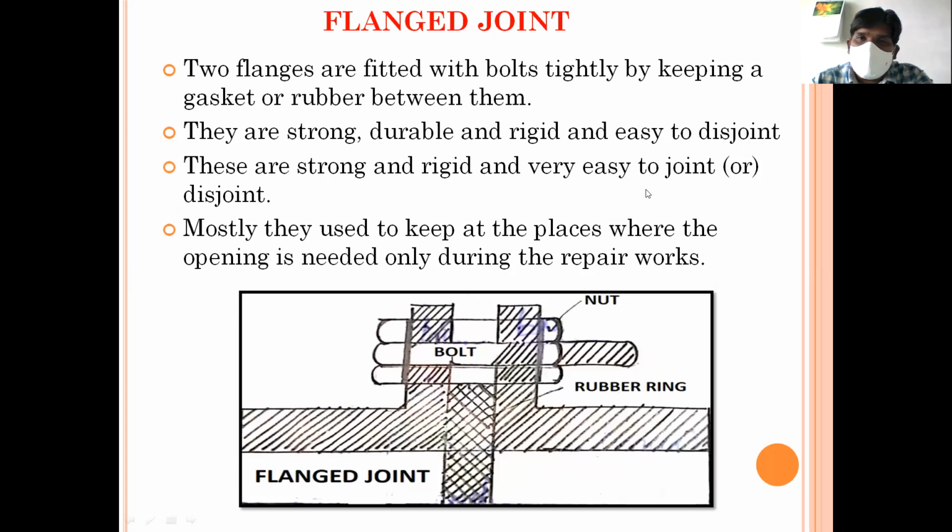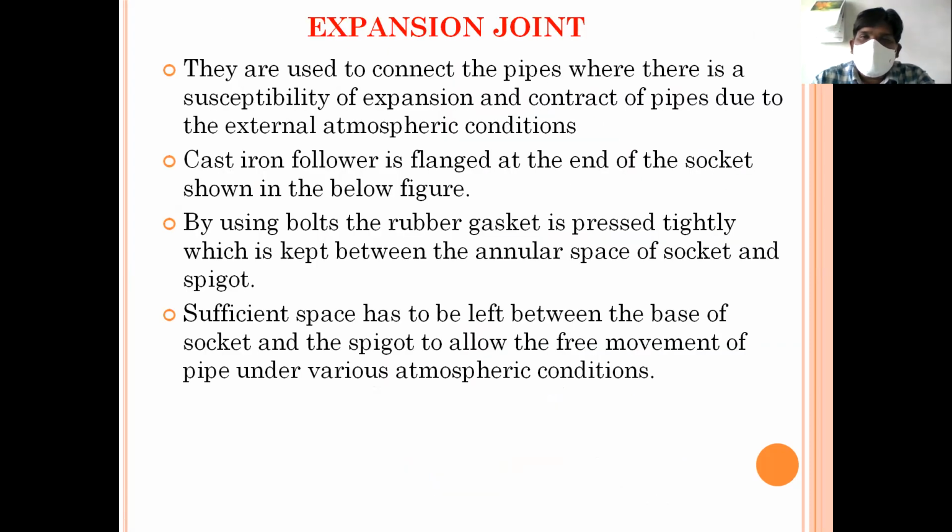Our next one is the flanged joint. This is the rubber ring, or rubber gasket, and this is the bolt. The nuts play a vital role in tightening the pipe, or making the joint more fit. When the nuts are tightened, automatically the joint will be closed tightly so that we can avoid leakage. The expansion joints we have seen.